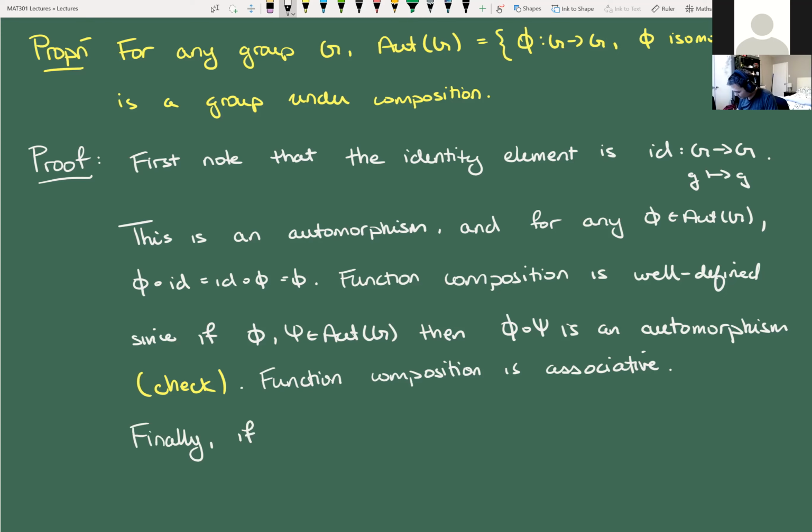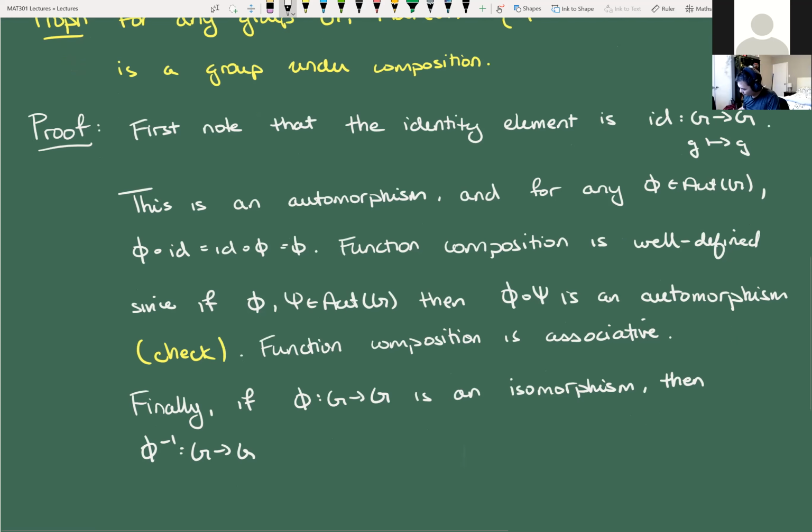So finally, if phi mapping G to G is an isomorphism, then its inverse is also an isomorphism, right? That's what we proved the other day. Remember when I went on my long spiel about saying, I don't like how we define isomorphisms in most, not just this class, but all group theory classes, because the true definition of an isomorphism should be that its inverse is an isomorphism as well. Well, suddenly you can see we're actually using it here, right?